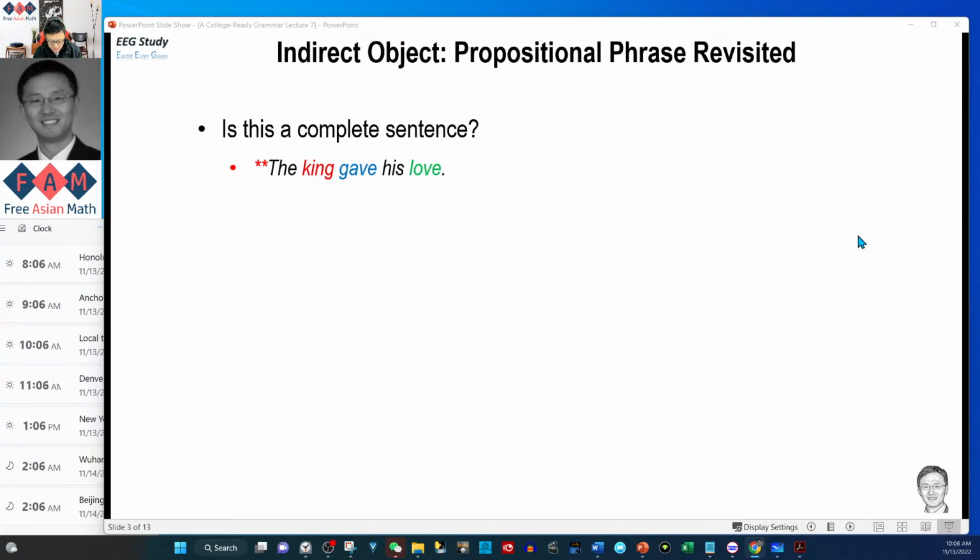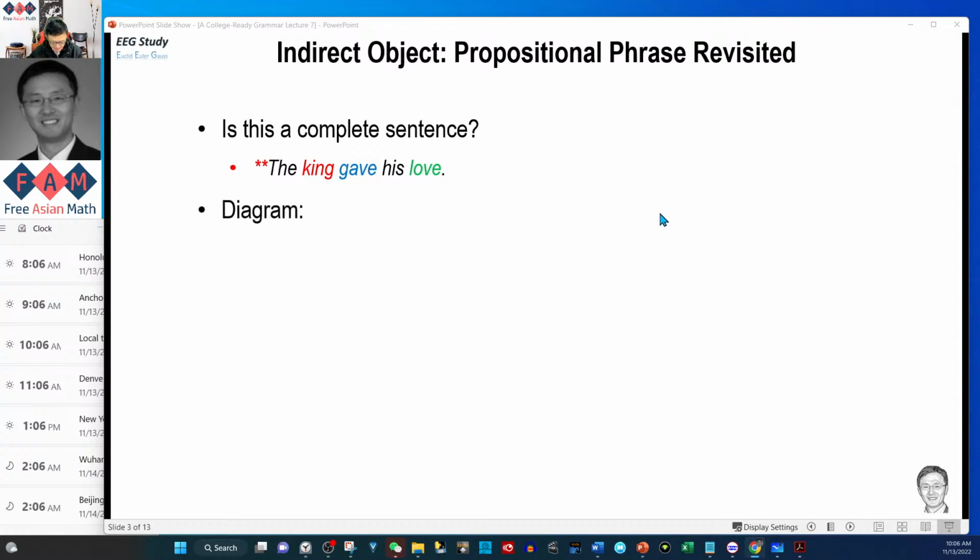So, in other words, logically, you can see that this is kind of a chain of passing, receiving action. The king performs an action, which is give. And this give action has a recipient, which is love. Love is receiving this action, giving. But love itself needs another recipient. So, how should we complete the idea in this sentence?